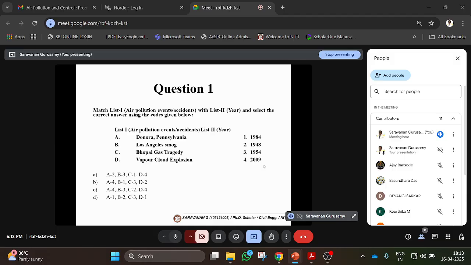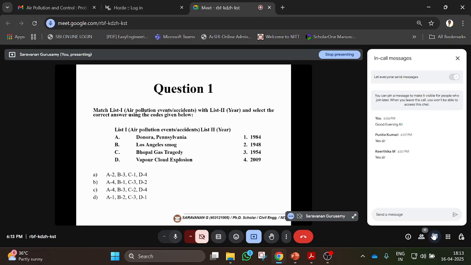Match the following air pollution event or accident with the respective year. So one out of this, one is very well known to us. One is the Bhopal gas tragedy, right? When it happened, that is the base for the air pollution act. So Bhopal gas tragedy, when it happened, 1984, right? 1984. So what will be the answer? Bhopal gas tragedy 1984. So C will be matching with 1. So the answer is A. Yeah, that is correct. Please post your answers.